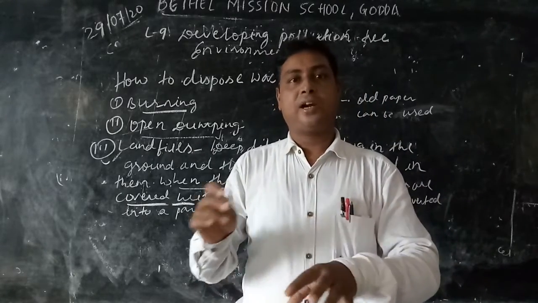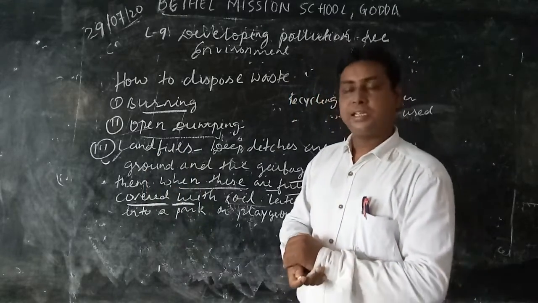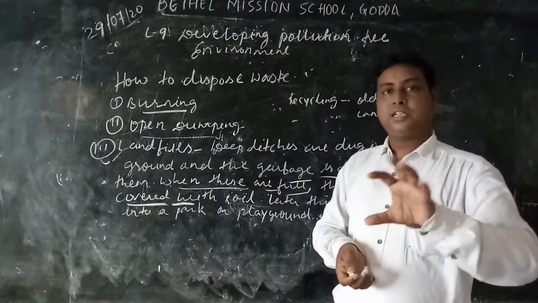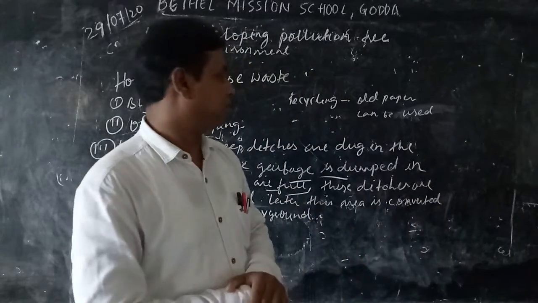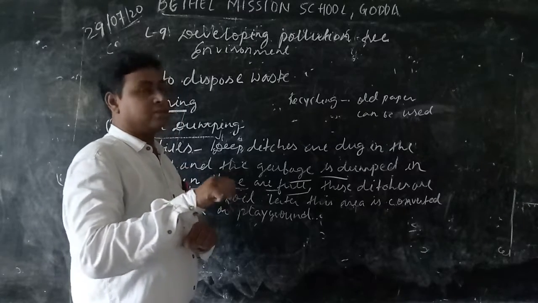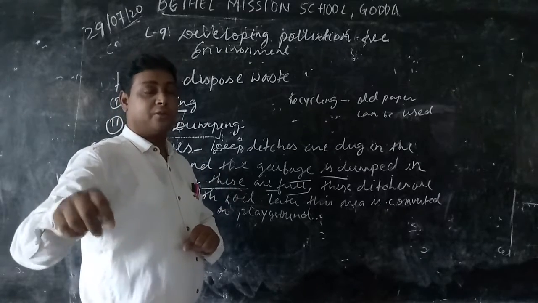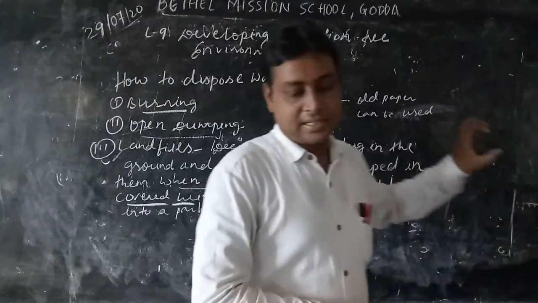So in this process, water is also purified. After that, we can make it fit for drinking. Understand? Dirty water also can be recycled. After recycling, we can use this water to irrigate our plants also. Understand?